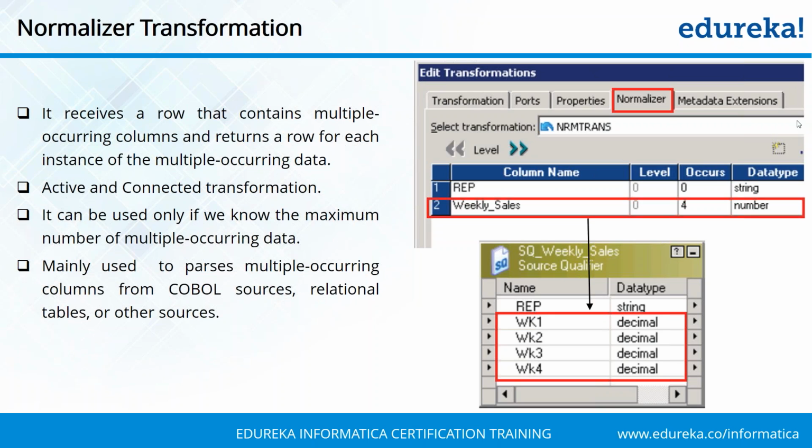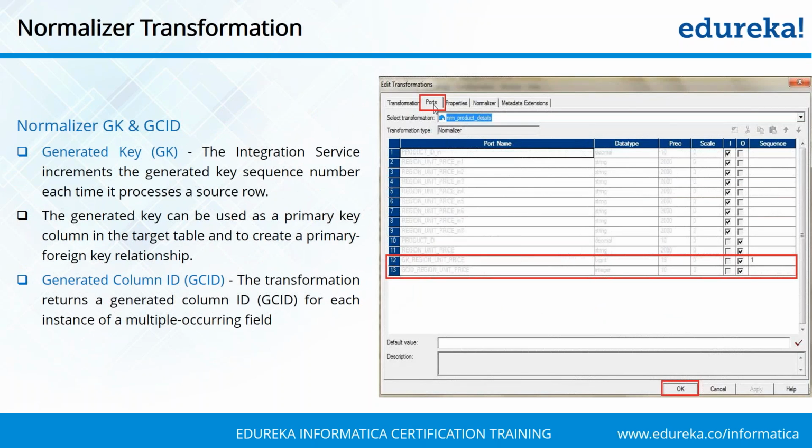Alright. So now let's move ahead and look at an additional feature that is provided to us through the normalizer transformation. So this is the normalizer generated key and generated column ID. Now the generated key is just a key sequence number that is added to each row, and it gets updated every time we encounter a row. So let's say you have 100 rows, then you have a value for the generated key ranging from 1 to 100. However, it is important that you remember this generated key gets updated every time that you execute it.